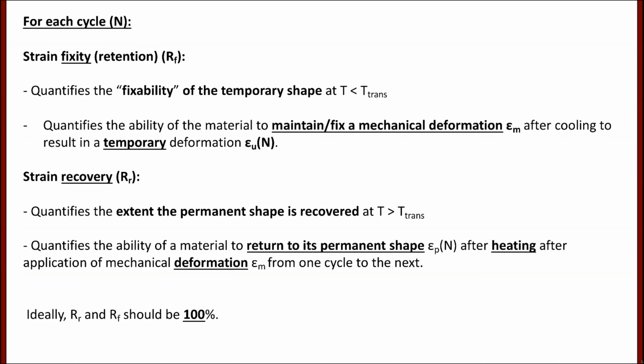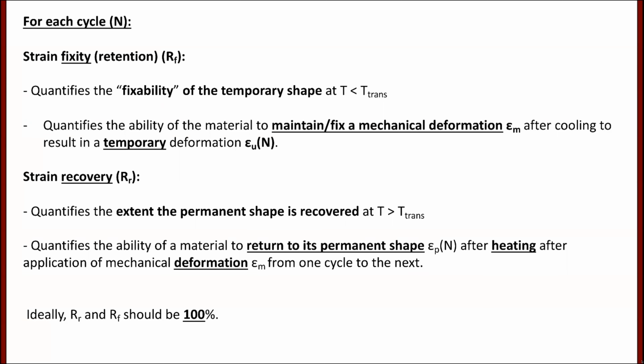Now, the strain recovery quantifies the extent the permanent shape is recovered at a temperature above the transition. So that quantifies the ability of the material to return to its permanent shape after heating, after the application of a mechanical deformation from one cycle to the next. So what we're doing is we're measuring this over multiple different cycles. Can we apply that stress to it and fix it, and can we get it back to its permanent shape?